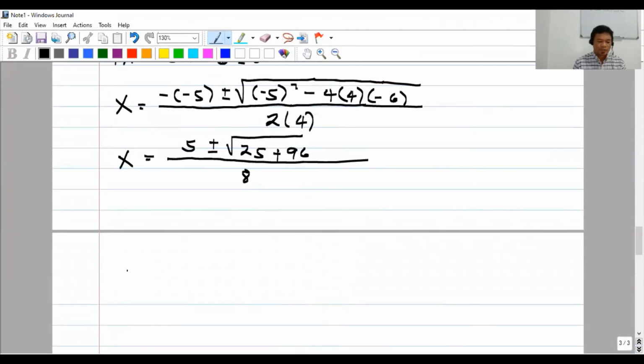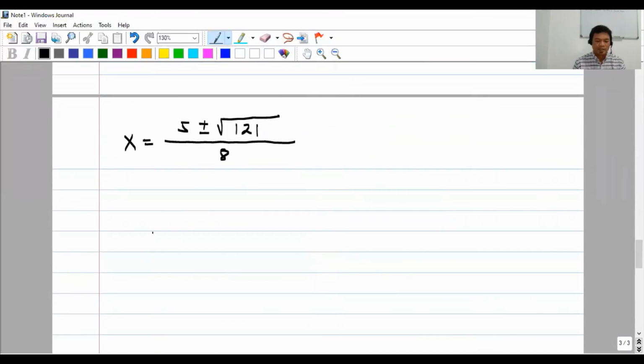Okay, so we continue. x is equal to 5 plus minus the square root of 25 plus 96 is 121 all over 8. Okay, and we have x is equal to 5 plus minus, 121 is a perfect square, right? Okay, so if it's a perfect square, then we can extract its root. The square root of 121, therefore, is equal to 11 and over 8.